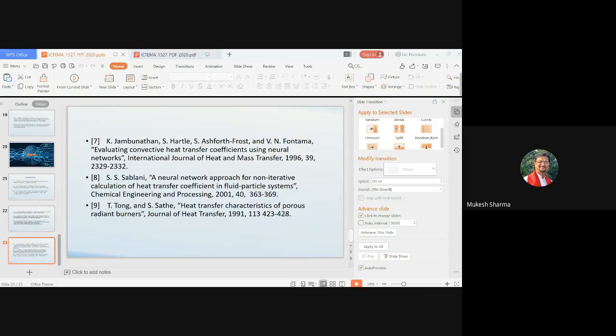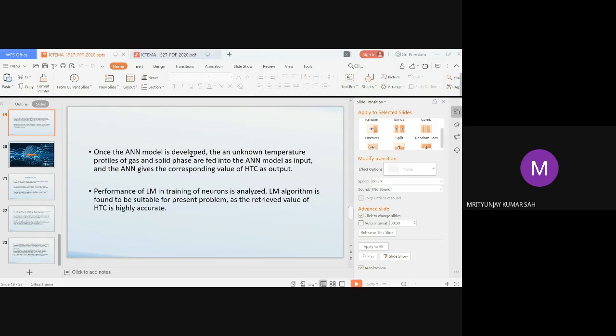What are your objectives? Sir, the basic objective of this experiment is to train the artificial neural network to get different types of results by giving one data set, and then by training it, we can feed it new data. Here in the conclusion, once the ANN model is developed, an unknown temperature profile of the gas and the solid phases are fed into the model, and the ANN gives the corresponding value of HTC. Basically, sir, the purpose is to fit and train neural networks so that they can give proper results for similar problems.